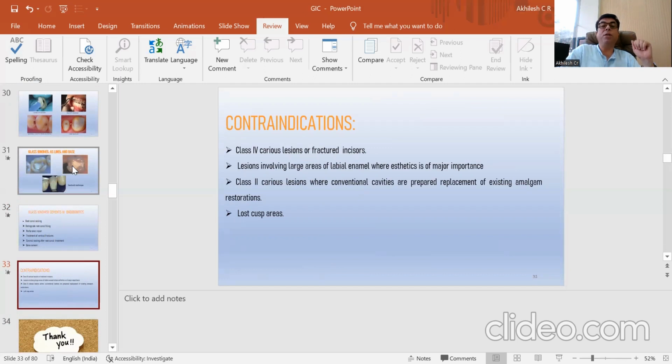Contraindications are class 4 lesions or fractured incisors, lesions involving large areas of labial enamel where aesthetics is of major importance, and class 2 caries lesions where conventional cavities are prepared, replacement of existing amalgam restoration, and lost tooth cusp areas.